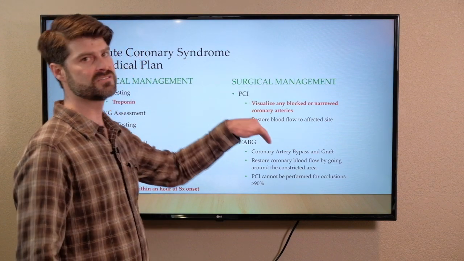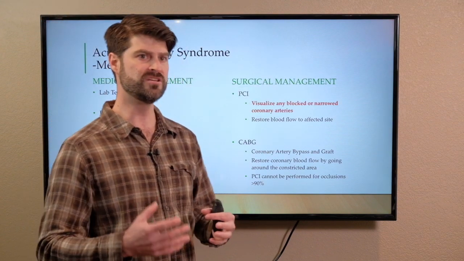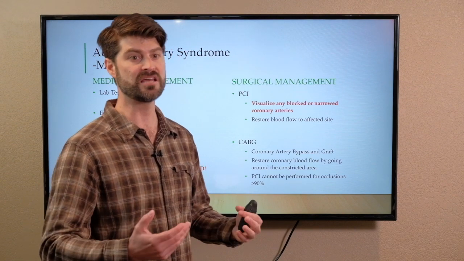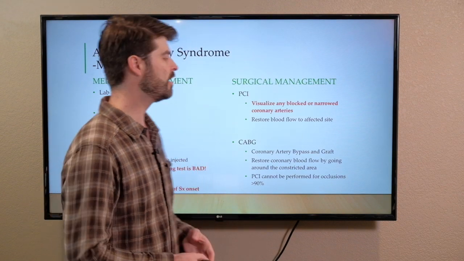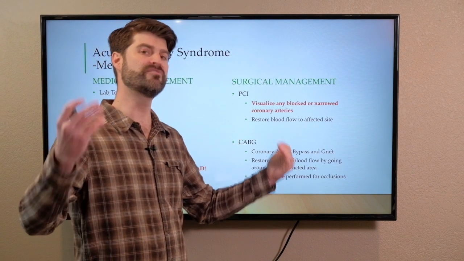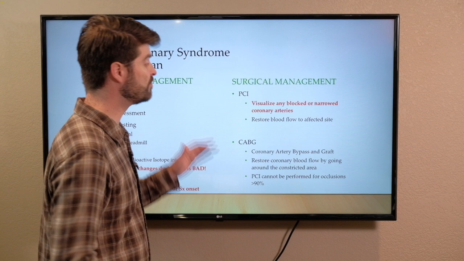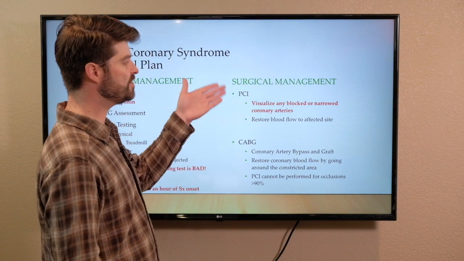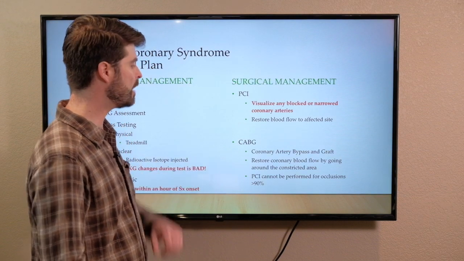If this is unsuccessful, or for whatever reason their anatomy is such that stenting isn't possible, or patients who've had multiple stents, you can't stent on top of a stent. So for patients with very, very advanced disease, the next level of intervention is a CABG.